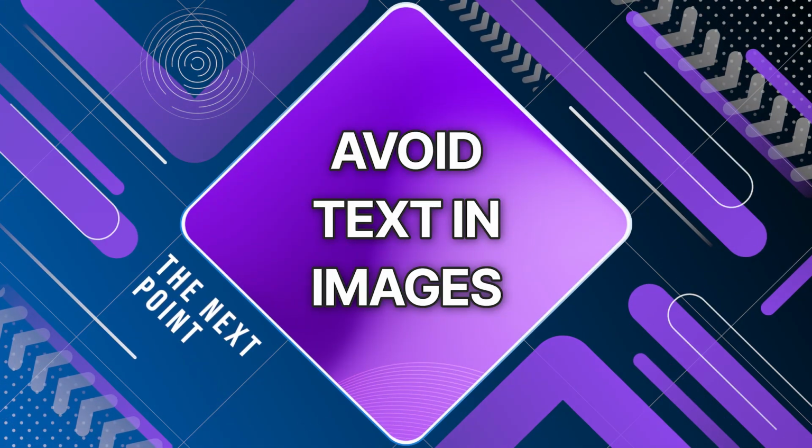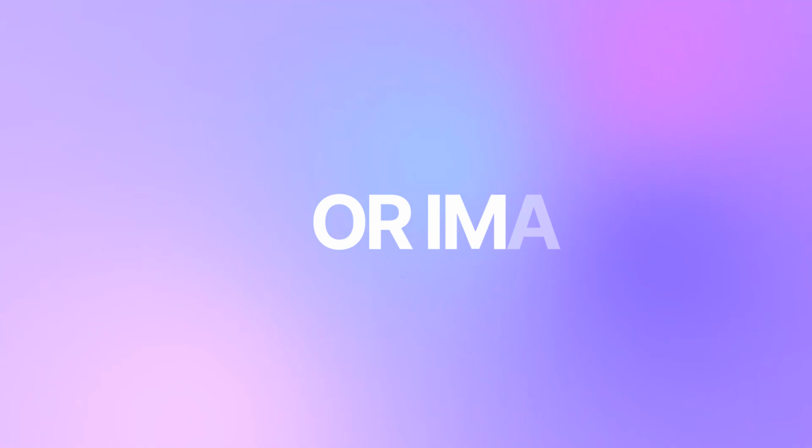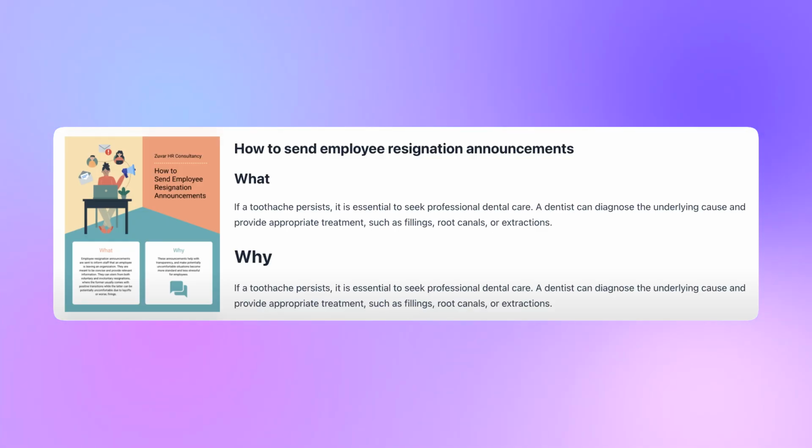Next, avoid text in images. Don't put too much text inside images. If you use text in an infographic or image, make sure it's not repeated word for word on the page. Google doesn't like duplicate content, so repeating the same text can hurt your page's quality score.